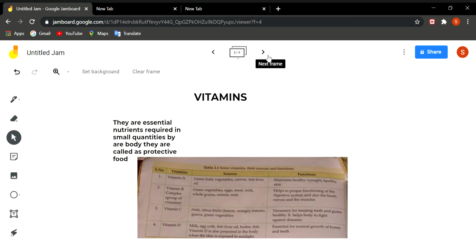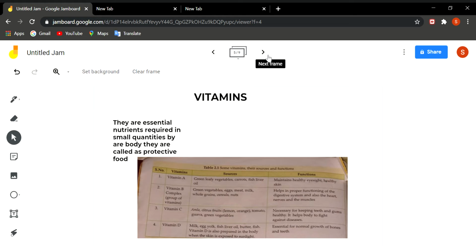Next is vitamin C. Vitamin C is found in amla, citrus fruits, guava and green vegetables. It is necessary for keeping our teeth and gums healthy and also helps to fight against diseases. Nowadays, in this pandemic, as coronavirus is attacking, we should take a lot of vitamin C, so that the immunity of our body increases and our body can fight against diseases.